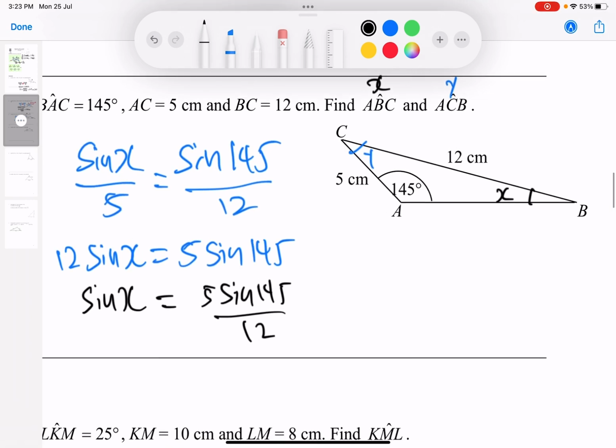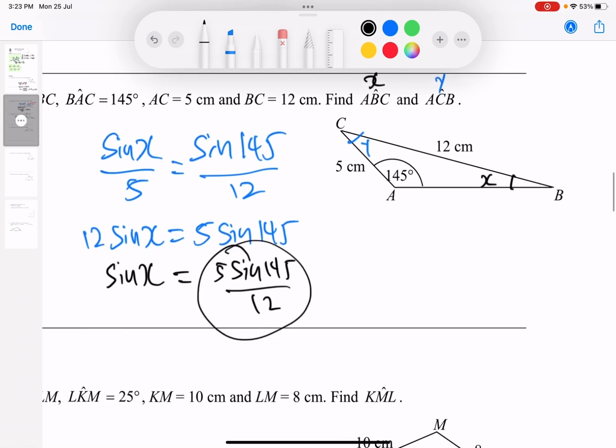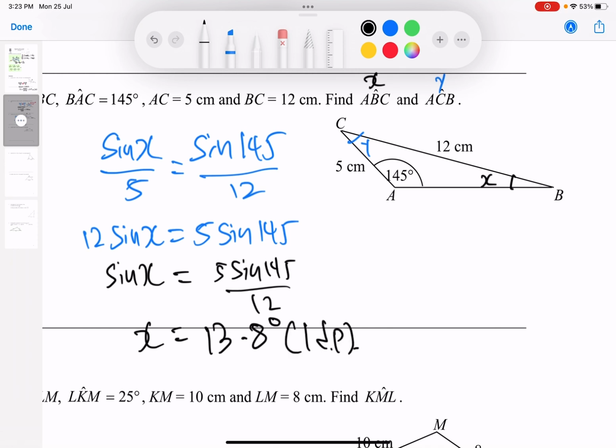Is this my final answer? No, this is not my final answer. To get my final answer, what do I have to do? I need to do the sine inverse of whatever this answer is. Enter it in your calculator, and you should get x is equal to 13.8 degrees, to 1 decimal place. Make sure you are able to do this question. Not too difficult.